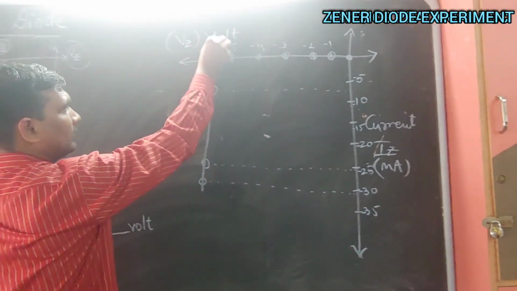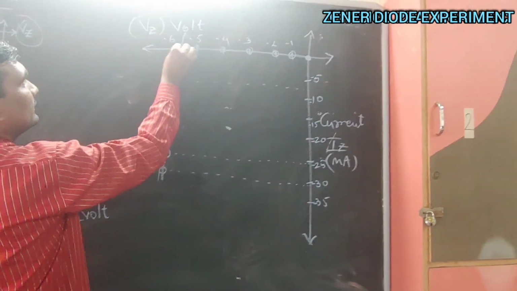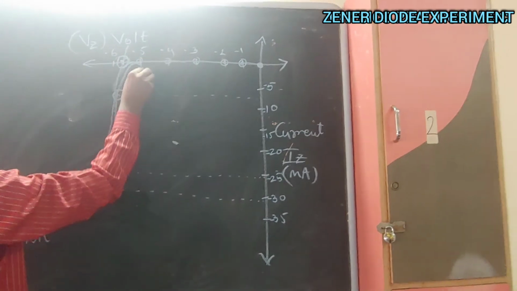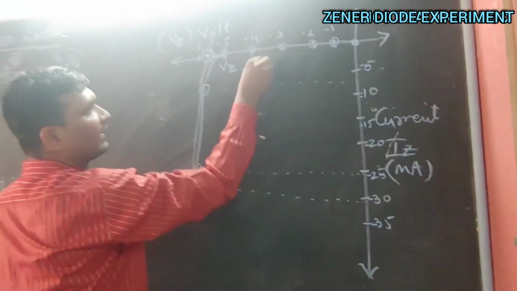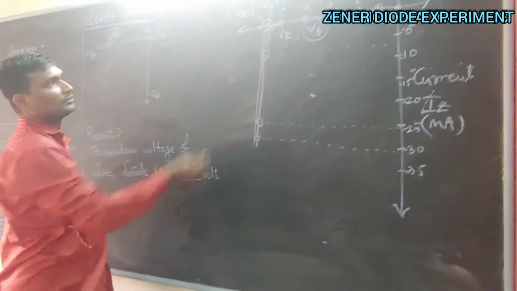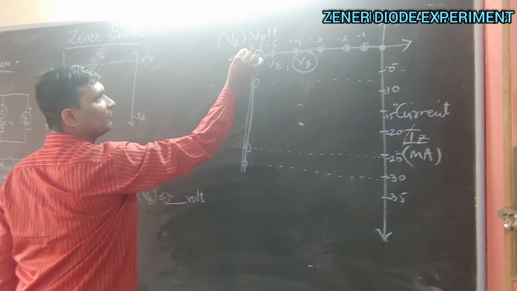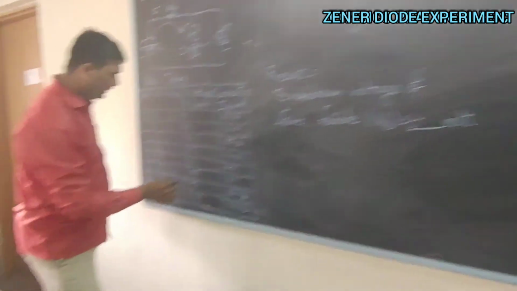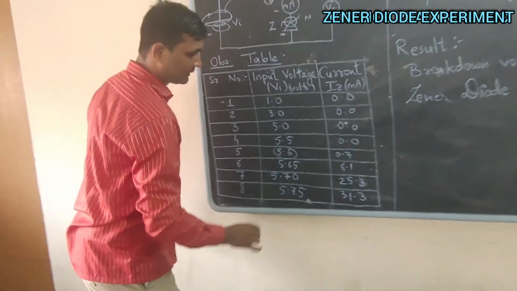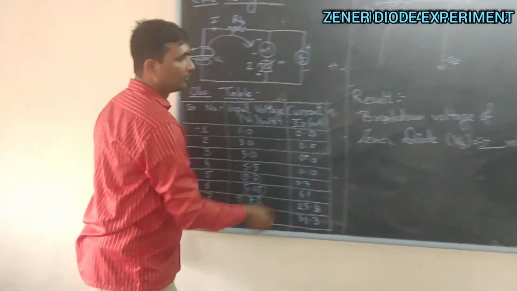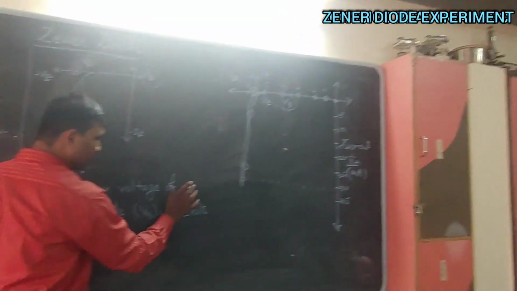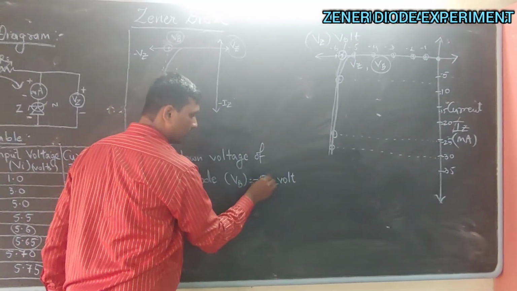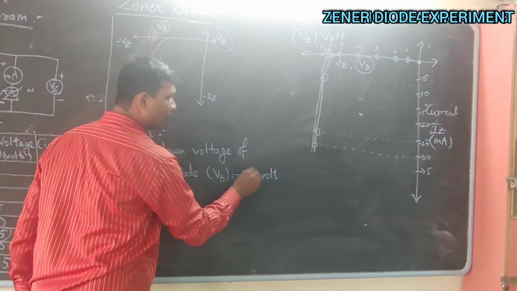Okay, and we can make a straight line on this, and this value will be nothing but VZ, which will be known as VB, the breakdown voltage. So this value is between 5.5 and 6, so the value is 5.6 or 5.65. You can write this with the minus sign. So the answer will be minus 5.6 volt.